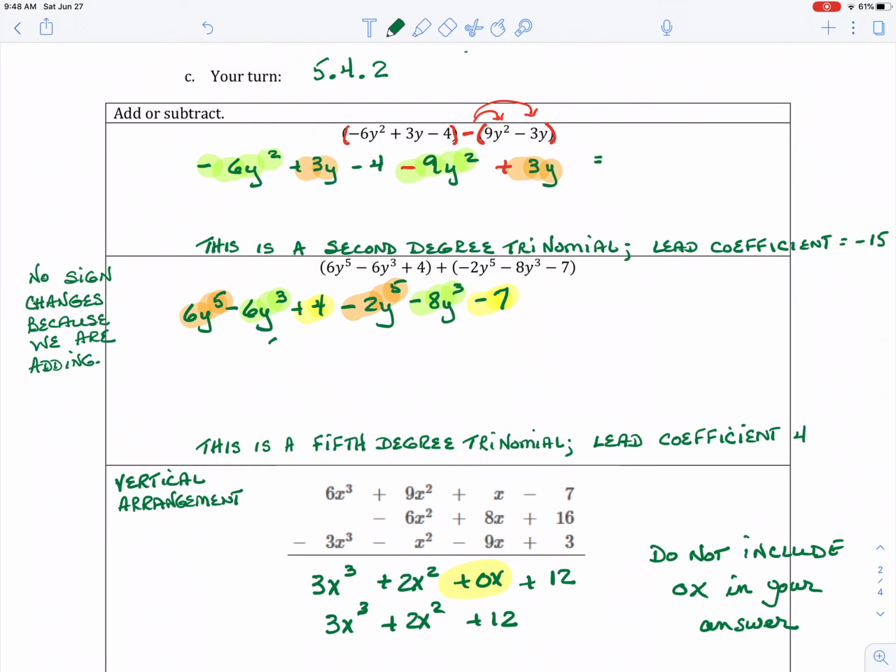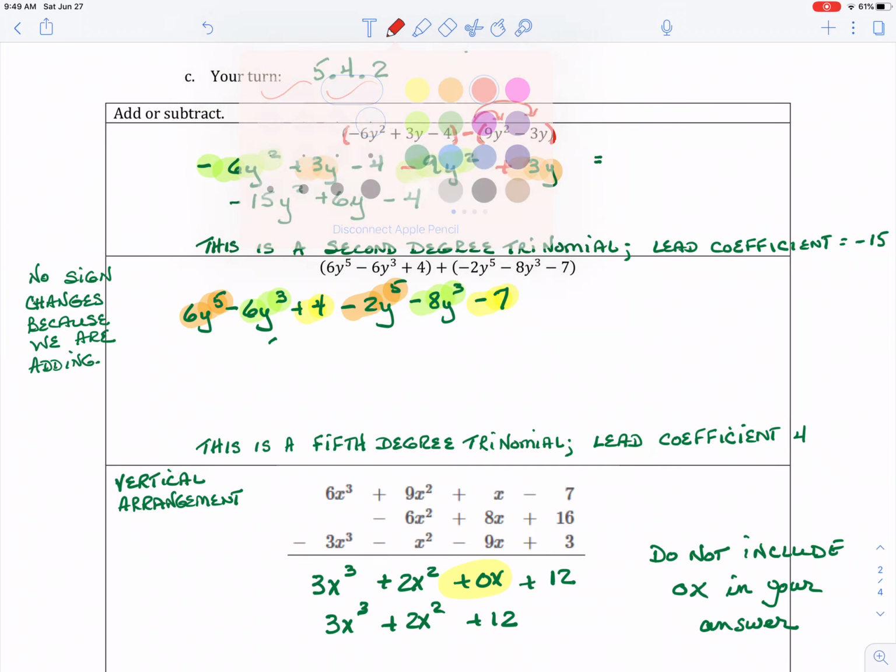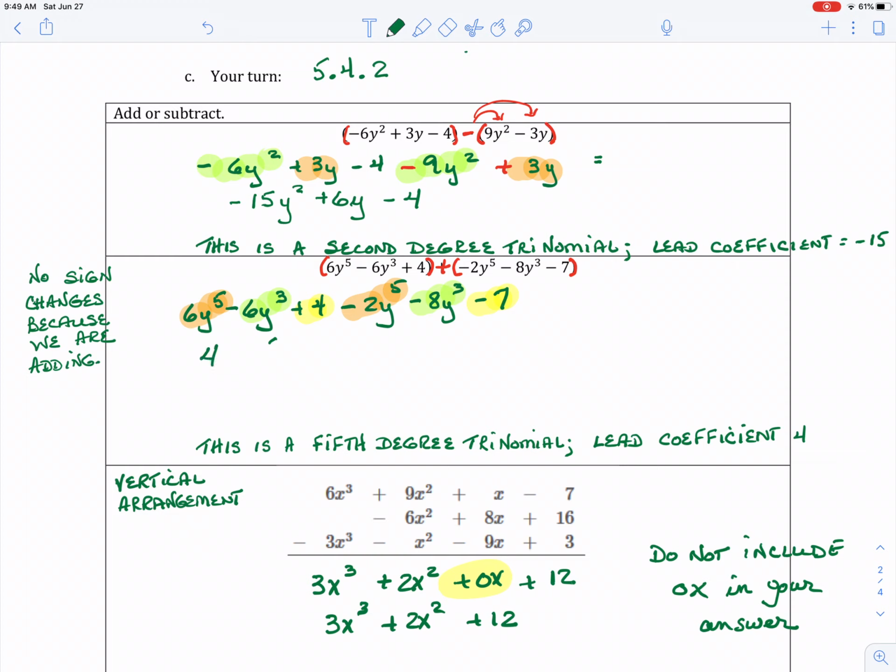And now I'm simply going to go through and look for the terms that match and combine their numerical coefficients. If it doesn't have a match, I just write it down. So we end up with a second degree trinomial, lead coefficient negative 15. The next example, notice, is an addition operation. So there will be a removal of the parentheses, but there will be no sign changes here. And I'm going through and looking for the matching. I see some matching fifth degrees.